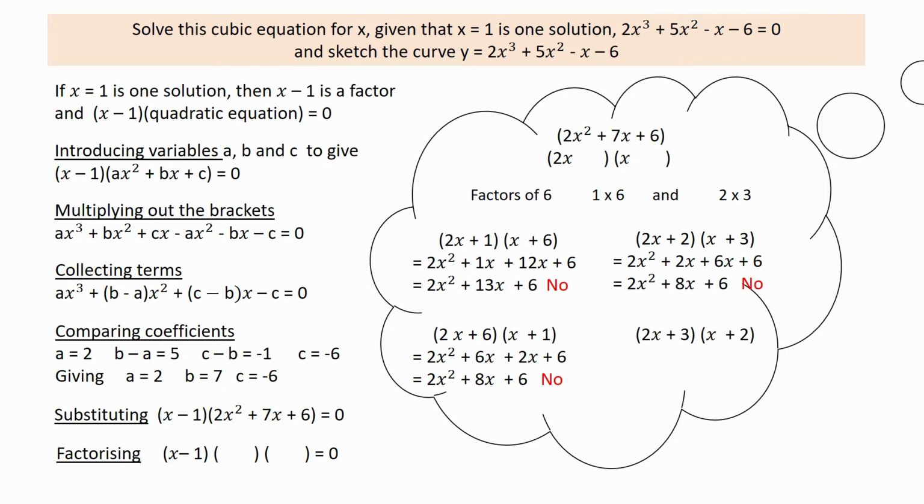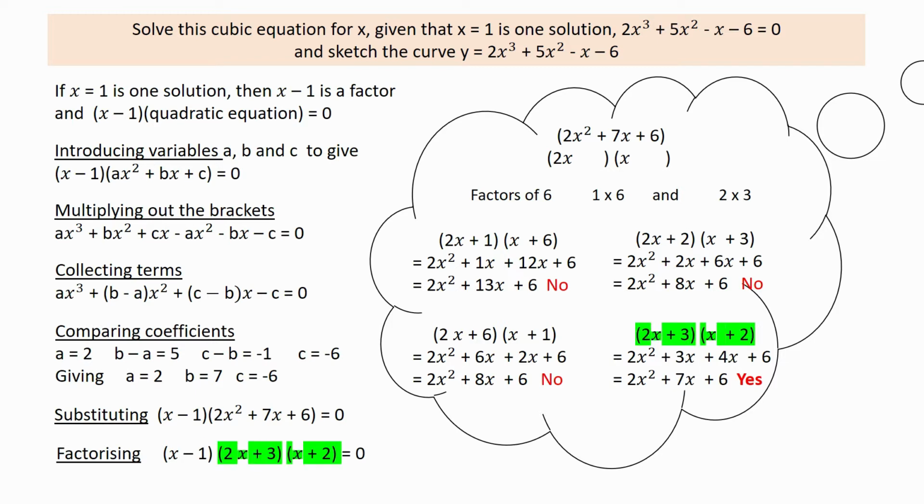Swapping the 2 and 3 around, and starting with 2x squared and plus 6. Multiplying the 3 and the x gives 3x. Multiplying the 2x and the 2 gives 4x. 3x plus 4x gives 7x, as required. So the factors of the quadratic are 2x plus 3 and x plus 2.